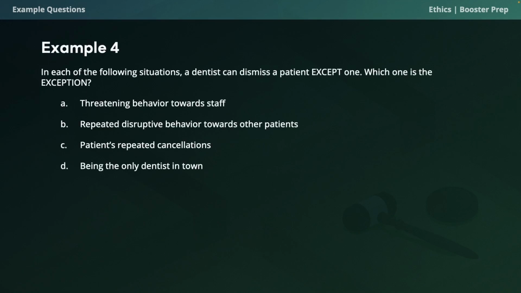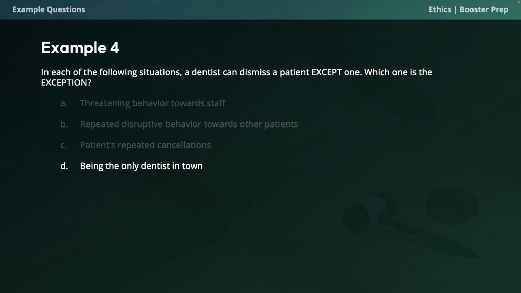Example 4. In each of the following situations, a dentist can dismiss a patient except one. Which one is the exception? A, threatening behavior towards staff. B, repeated disruptive behavior towards other patients. C, patient's repeated cancellations. Or D, being the only dentist in town. Go ahead and pause it and think about these answer choices.